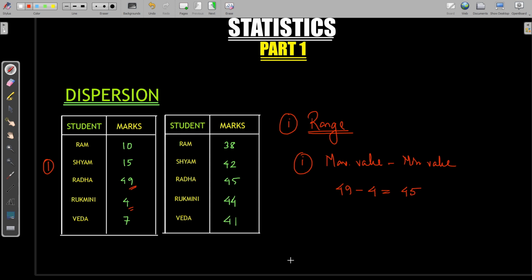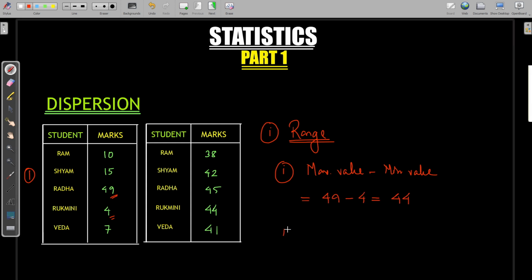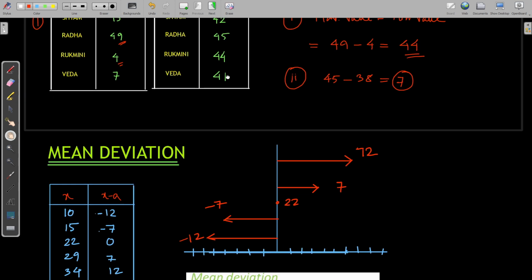The range is 45. If we see the second example, what is the maximum value? The maximum value we have is 45 and the minimum value is 38. So what's the distance? It is 7. See, in this case, the values are not that dispersed as compared to the first set of values. So today we will learn how we can find the dispersion in different ways in case of data, right?